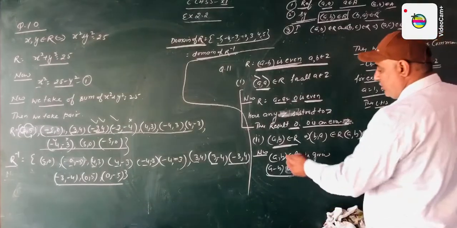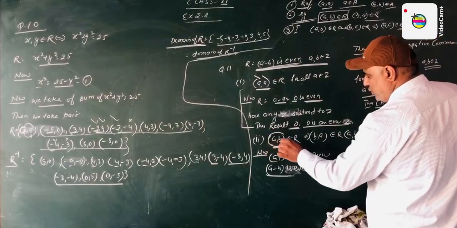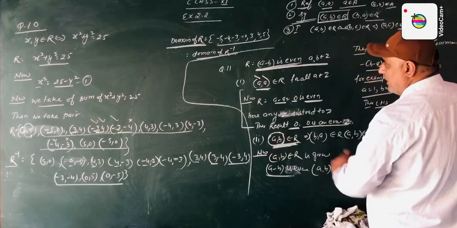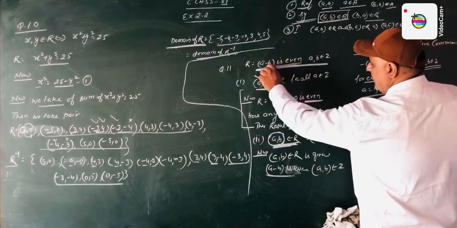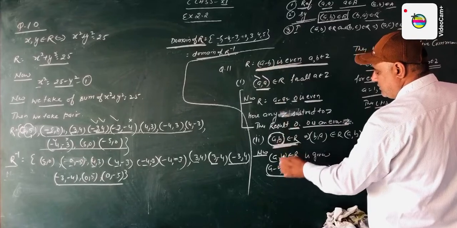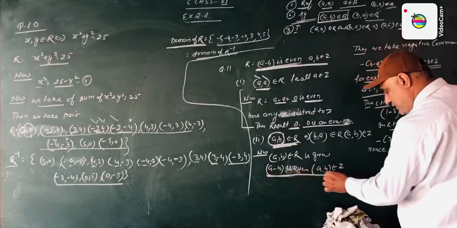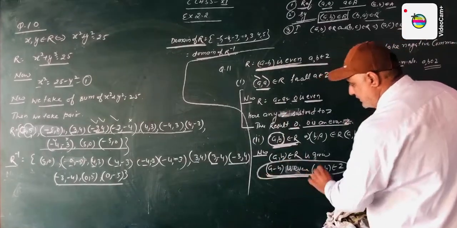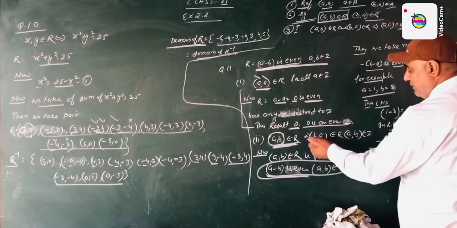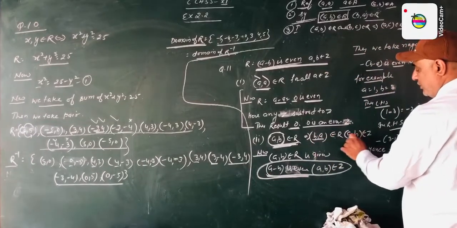Now the second rule is (A, B) belongs to R. It is given that the relation (A, B) has A minus B equal to even. It is given, it is a compulsion. It is the given result. Then we prove that (B, A) also belongs to R.